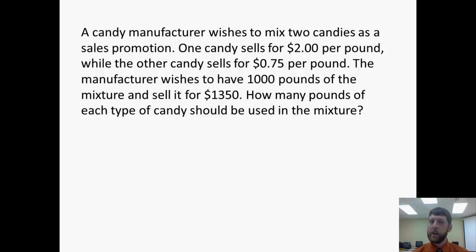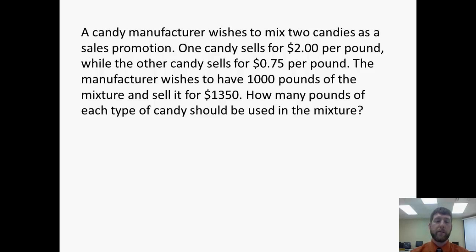A candy manufacturer wishes to mix two candies as a sales promotion. One candy sells for $2 per pound, while the other candy sells for 75 cents per pound. The manufacturer wishes to have 1,000 pounds of the mixture and sell it for $1,350. How many pounds of each type of candy should be used in the mixture?